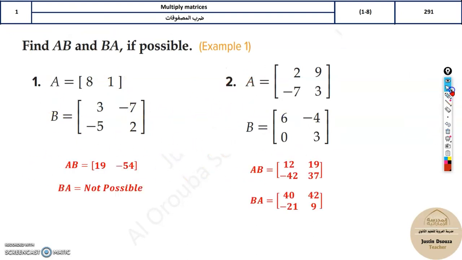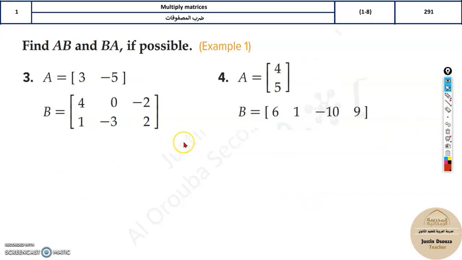Now over here you can see it's not possible, B and A, because the dimension of B is 2 cross 2, whereas A would be 1 cross 2. You can see if I'm multiplying B and A, these do not match. So it's not possible to multiply. Whereas A and B is possible. 1 cross 2, 2 columns over here. And this is 2 cross 2. This matches. So the answer AB is given over here. So this is how we can do it.